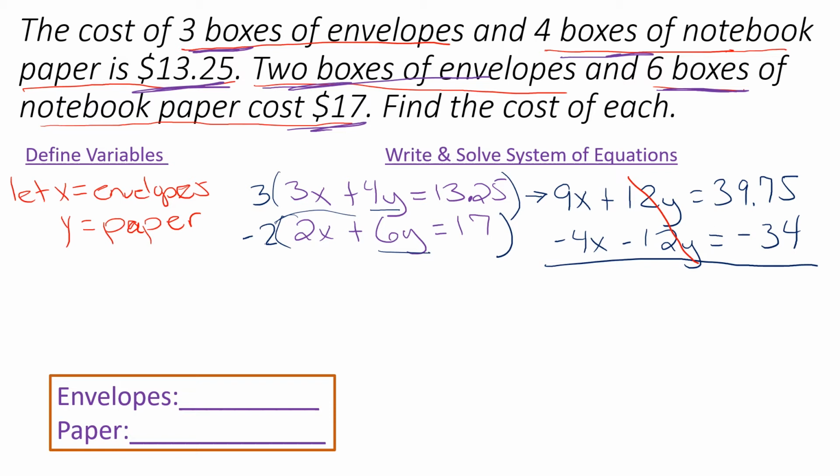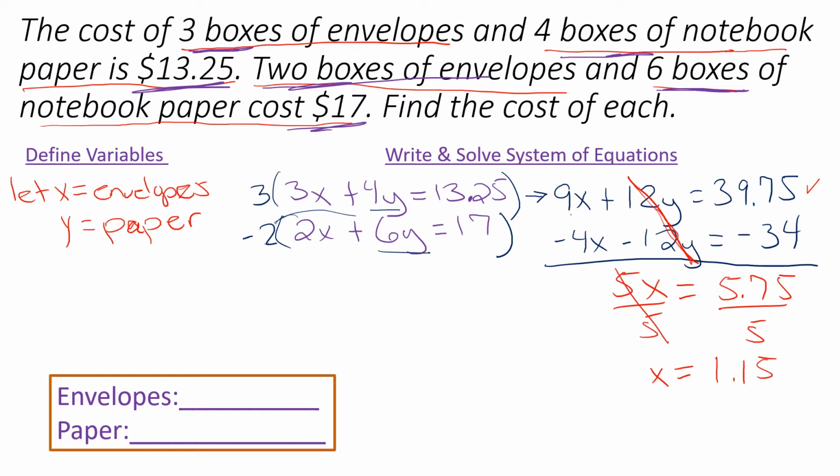All right, so using elimination, 9x minus 4x will give me 5x. 39.75 minus 34 will give me 5.75. Now I'm just left with the one-step equation because my 12y canceled out. Dividing by 5 because I want to isolate my variable. And I get 5.75 divided by 5 is 1.15.